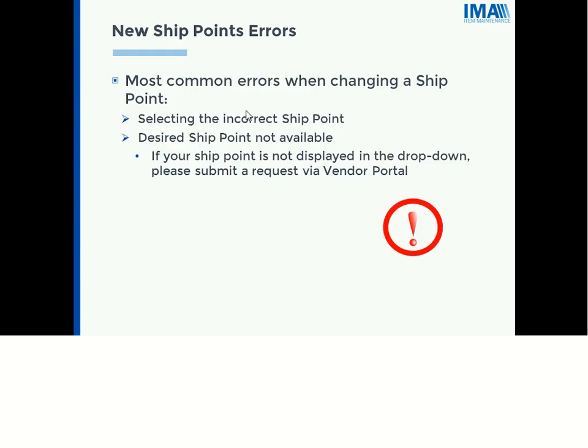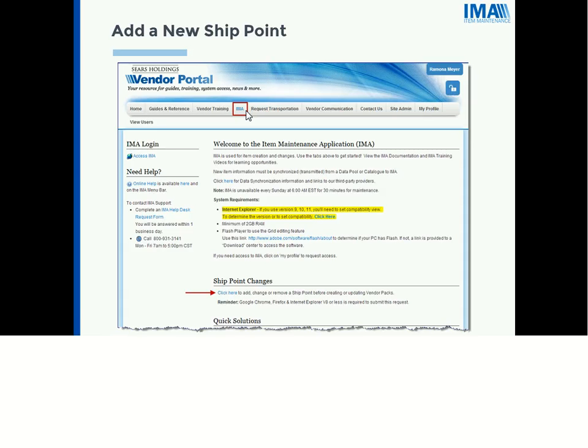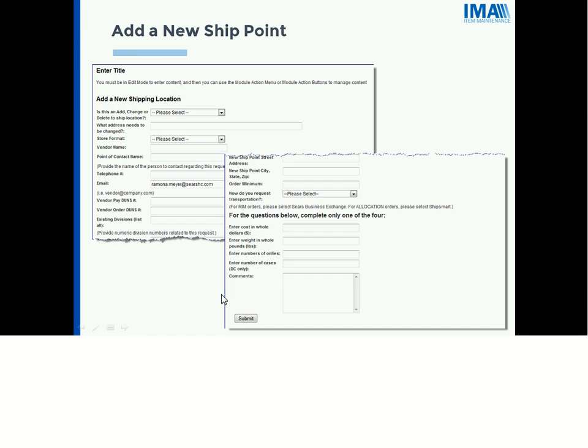Another common error would be that the desired ship point is not available. In other words, it's actually not available in the drop-down for you to select. If it's not available, you can submit a request through the vendor portal. In the vendor portal, if you go to the IMA tab, you can click here under ship point changes. It'll load this form for you, and you can complete the form and click submit. Just be aware that this update's not going to happen instantaneously. It does have to be manually added, so it may take a couple of days, and they will send you an email once the request has been completed.